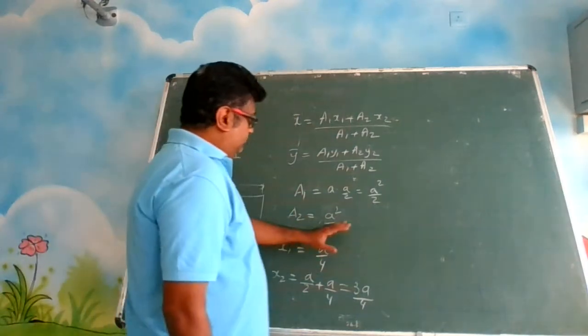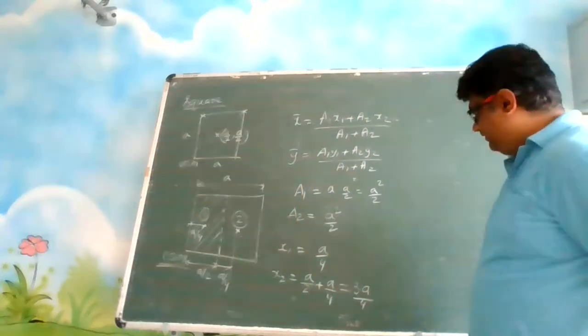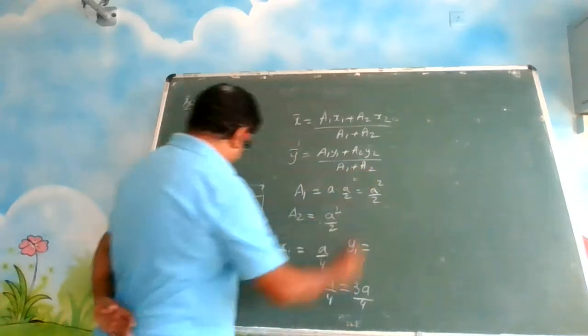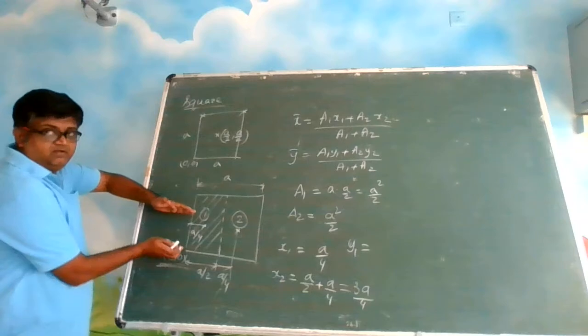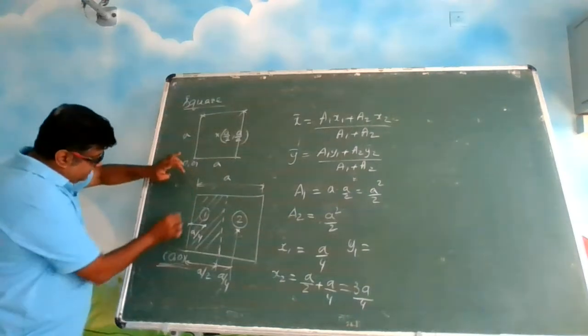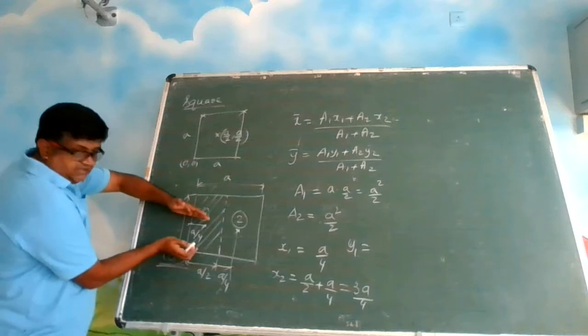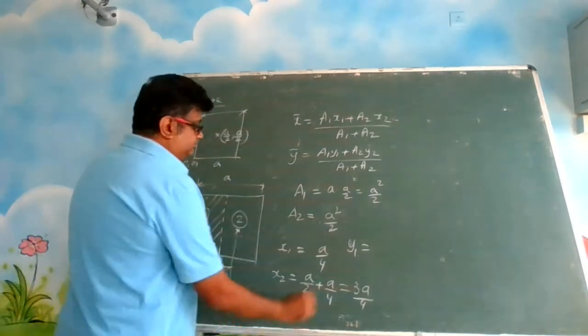इसको लिख लो. Then we will find out y1 by 2. ठीक है? So for finding out y1 by 2, y1 area 1 का y coordinate. So from here to here it is a. तो उसके आधे में होगा. So this is a, it will be a by 2.